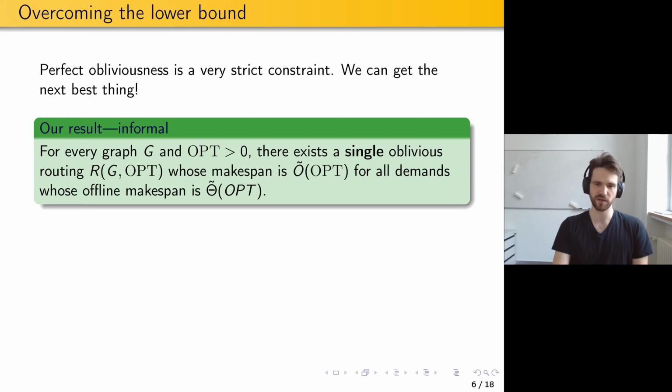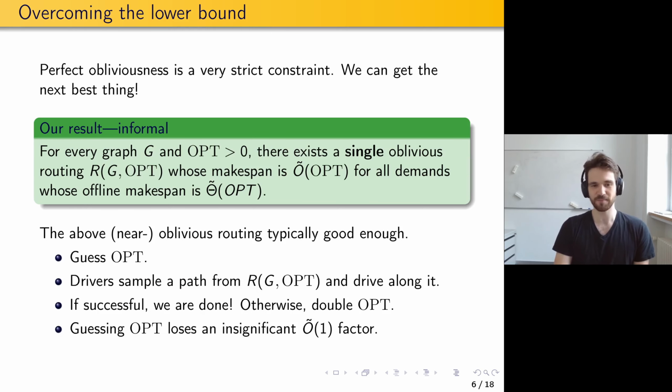Okay, so does this even help us? I claim, yeah, absolutely. You can always guess and double. So you guess opt, you query the oblivious routing, every driver samples a path from R(G, opt), and drives along it. If it succeeds, then great, you're done. And if it does not succeed, if you don't reach the destination within opt time, you drive back and you double opt, and that's it. This will only lose you an insignificant log factor, which we ignore in this talk.